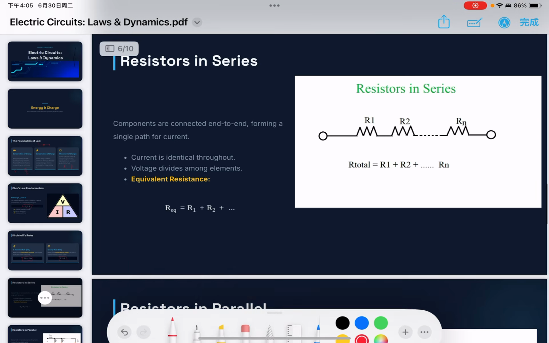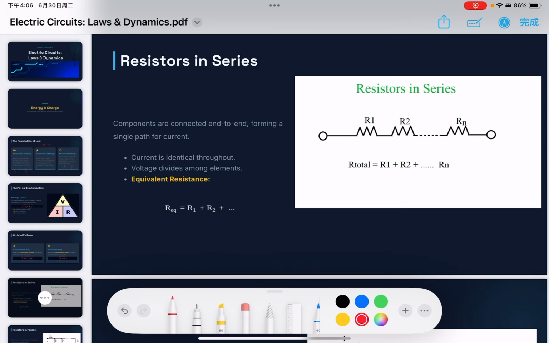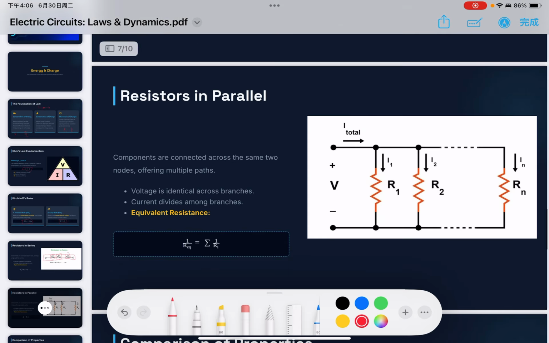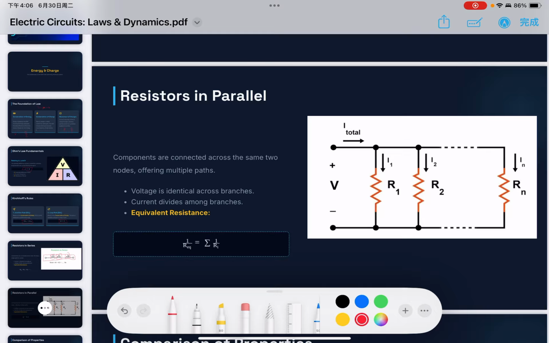Next are the resistors. Resistors offer resistance inside a circuit. For example, if they are connected in series, the total resistance is just all the resistor values added up. And if they are in parallel, then the voltage is identical across all of them.